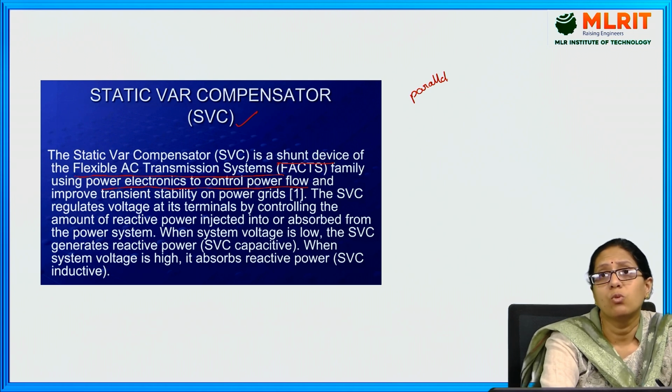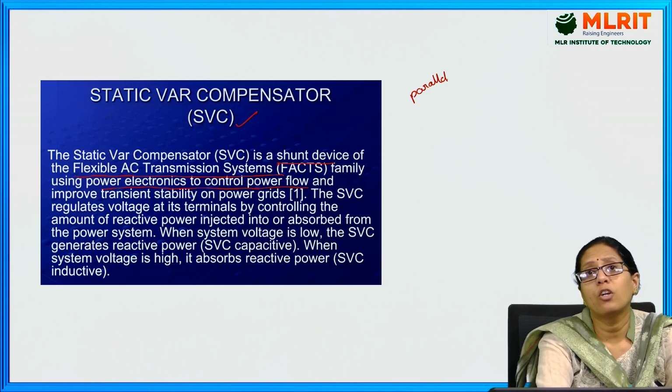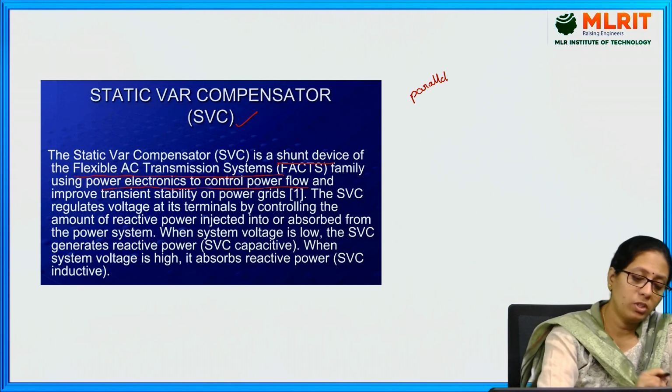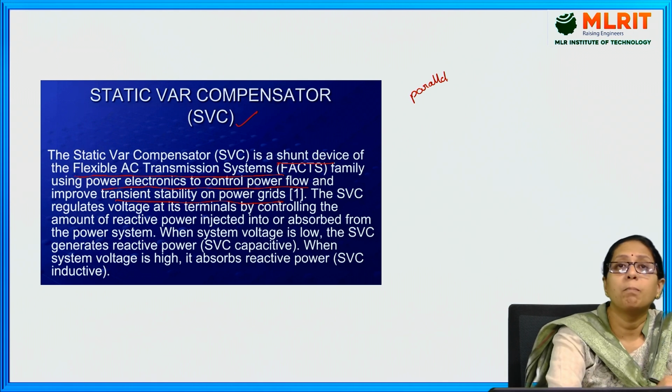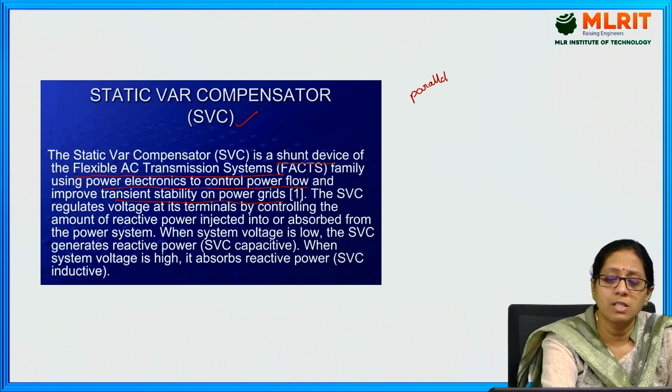That means we will be using the capacitors, and in addition to the capacitors, we will be connecting different types of power electronic devices also. That may be a diode or a thyristor or an IGBT, based on the load. We will be connecting different types of power electronic devices which are used for controlling the power flow through the capacitor and improving the transient stability of the power grids. And to improve the transient stability of the power grids, we will be connecting this SVC, that is static var compensator.